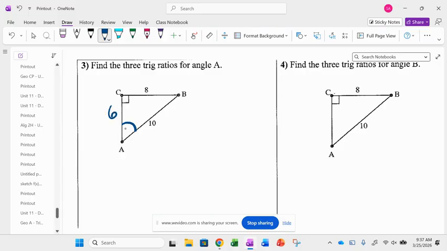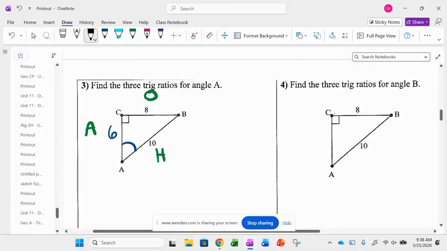So I'm going to label my triangle based on angle A. Noah, which side is opposite angle A? 8, good. Jonah, which side is the hypotenuse? 10. Maya, which side's adjacent? 6. Bella, what's that special word? The word that helps us with every problem. SOHCAHTOA.